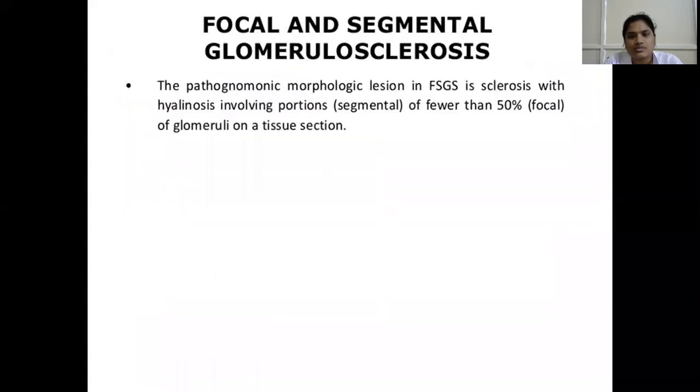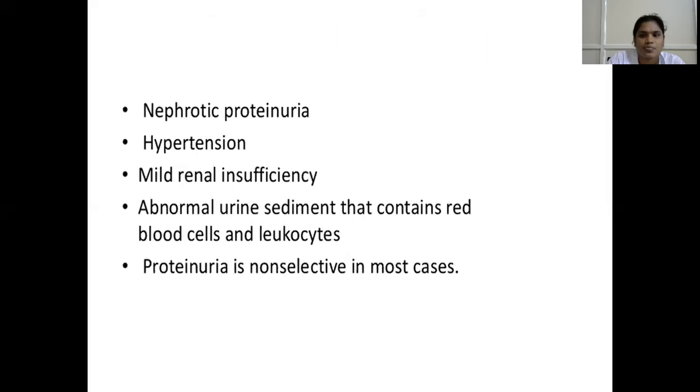Then the next one is focal and segmental glomerulosclerosis. It's a sclerosis. The morphological lesions in this are sclerosis with hyalinosis involving fewer than 50% of the glomeruli on the tissue. If it is less than 50%, it is focal. If it is involving only portions, then it is segmental.